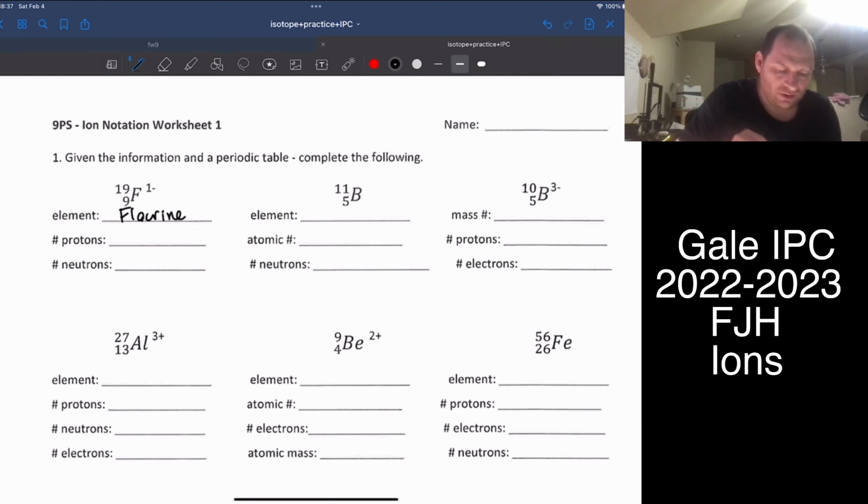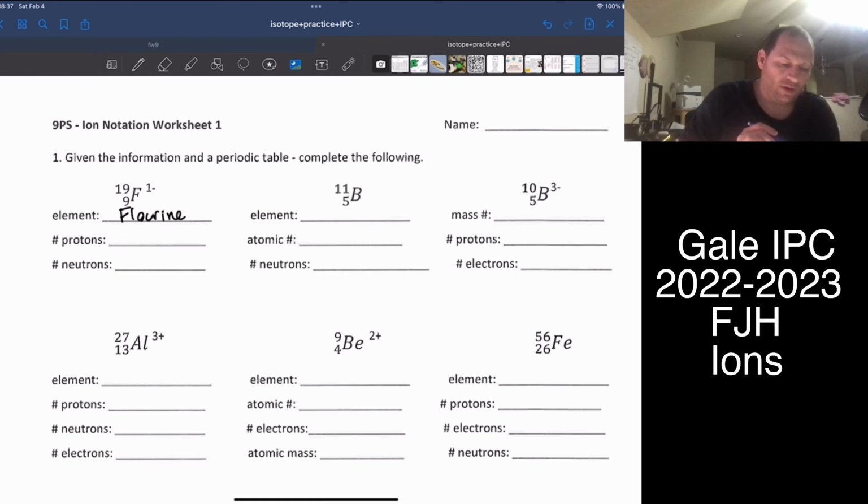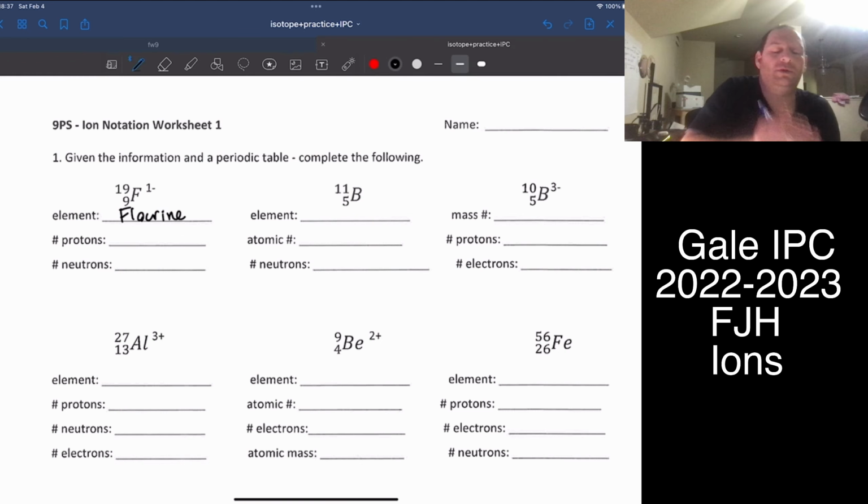Fluorine. Did I misspell that? Like flower? I'm not sure. Let's see. No, I did it right. All right, we have 19, not 19, oh my gosh, 9 protons.